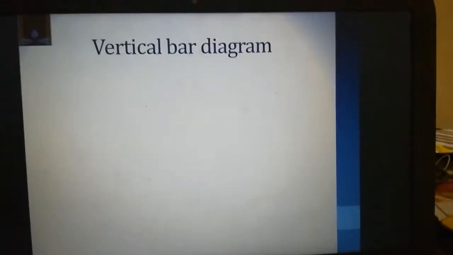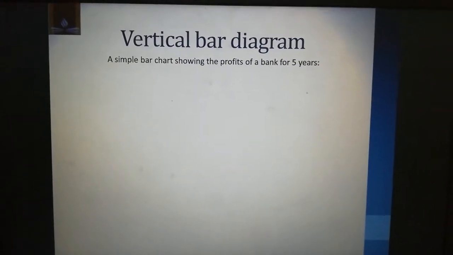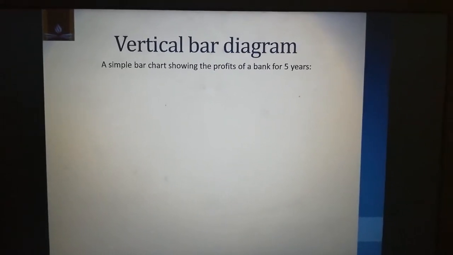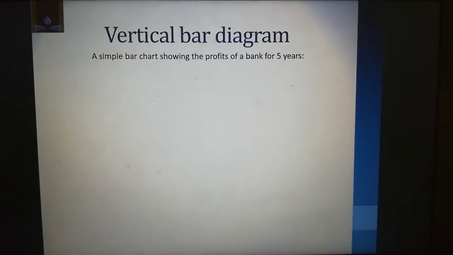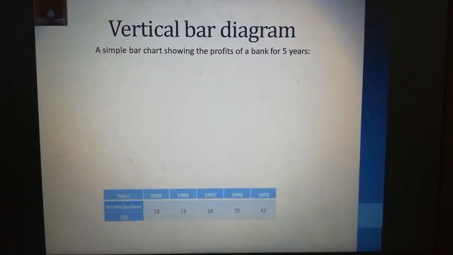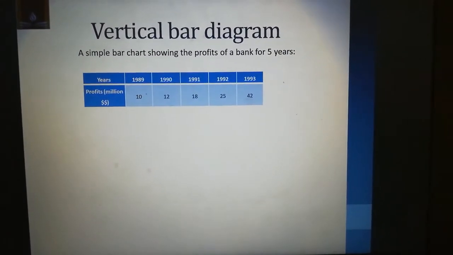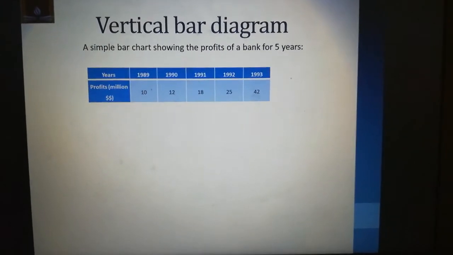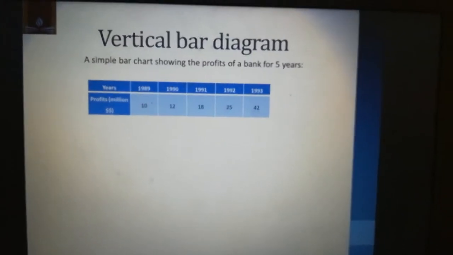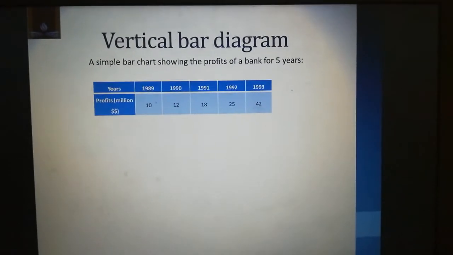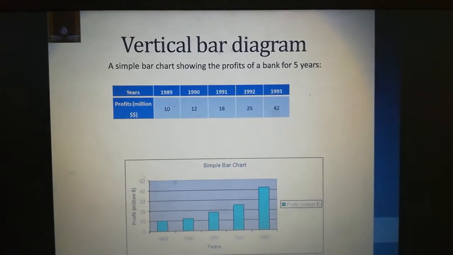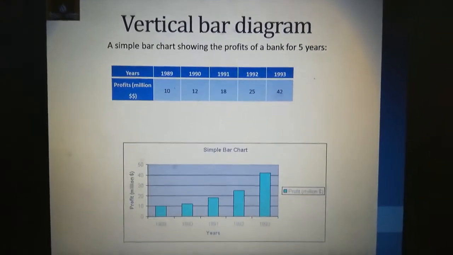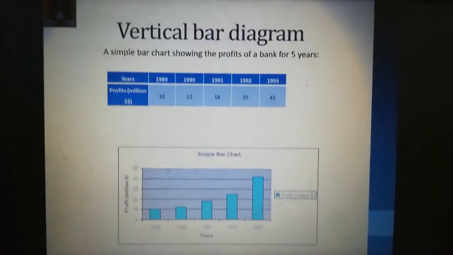Same way, the vertical diagram. So let's look at a different example. A profit of a bank for 5 years. Let's look, 89 to 93, 5 years, 10 million, like that. So how can we represent it with the help of a vertical diagram? Let's see the opposite way. Instead of horizontal, we use the bar on a vertical base.